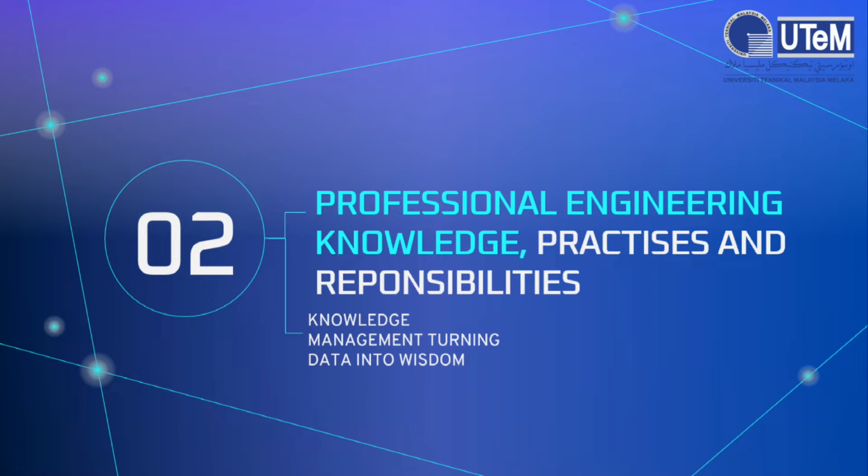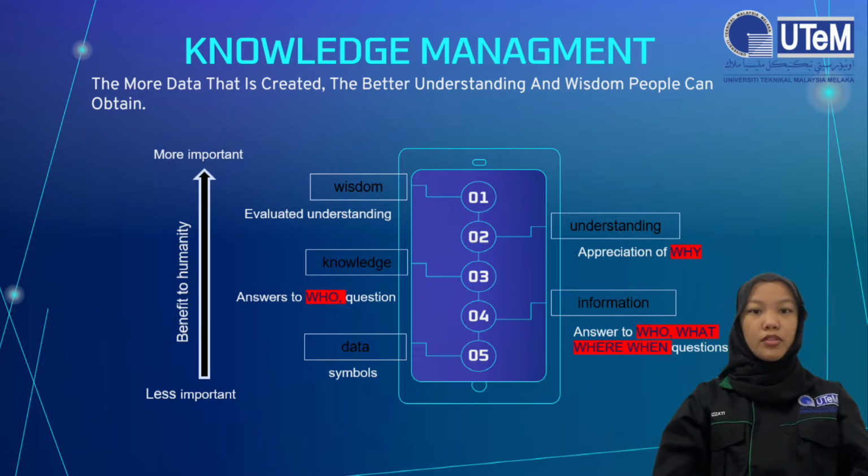Professional engineering knowledge, practices, and responsibilities. The data, information, knowledge, wisdom hierarchy is an often used method in knowledge management to explain the way we move from data to information, knowledge, and wisdom, with a component of action and decision. Essentially, that's what we do in digital transformation and with Industry 4.0.